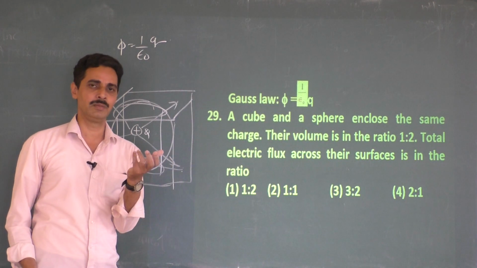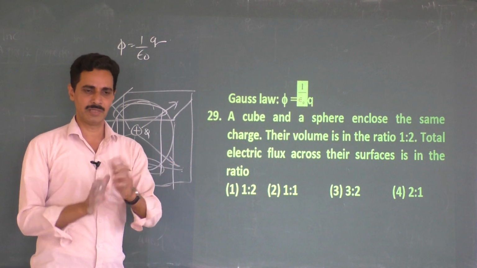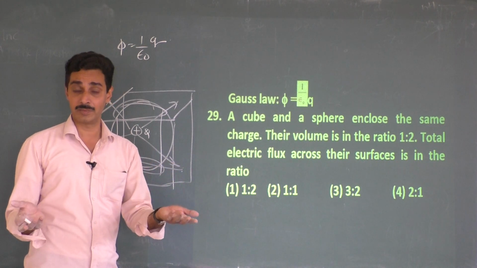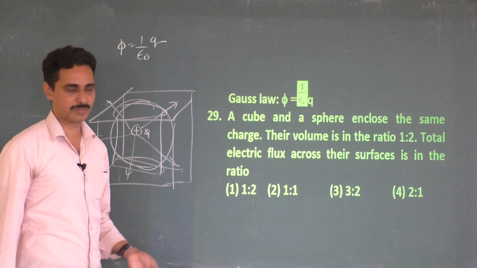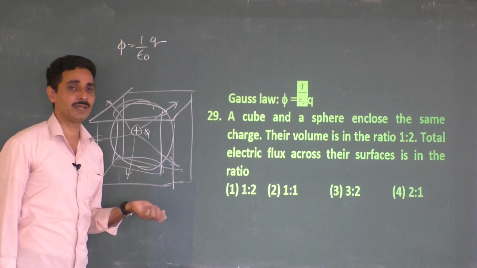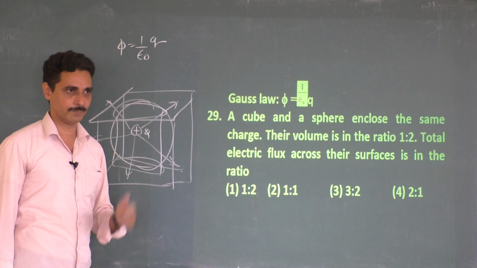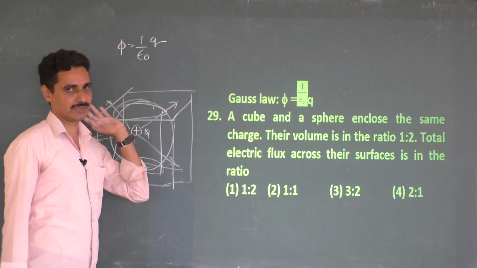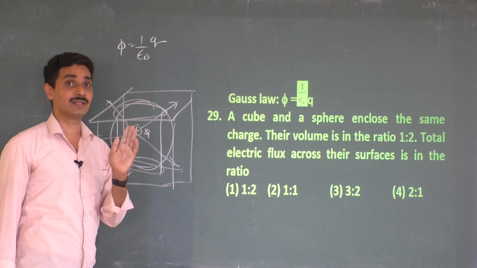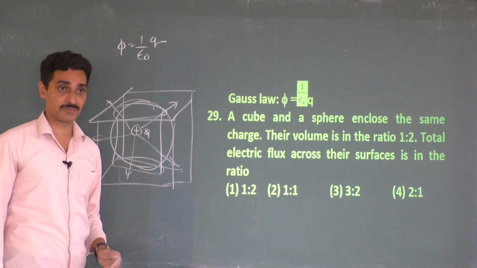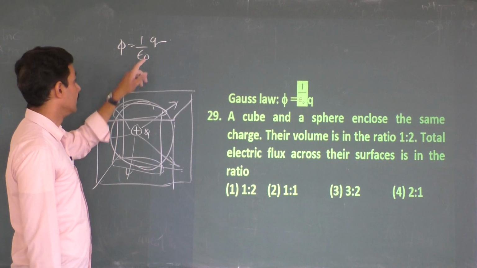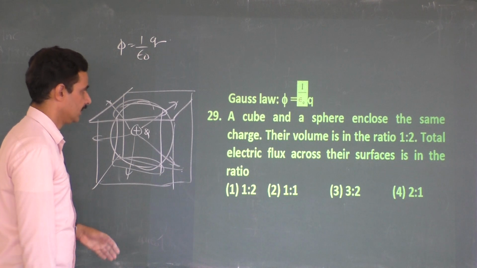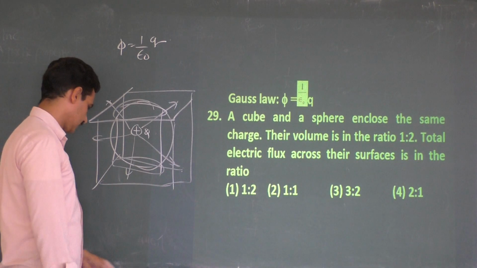If you enclose a bulb within a sphere, or the same bulb inside a cubical box, the energy coming out will be definitely the same. The rays of light coming out will be definitely same. So flux is independent of the shape and size. But it should be enclosed, that's all. You shouldn't place the charge at one corner of the closed surface. You should enclose it. So flux through any enclosed surface is 1 by epsilon naught times the total charge. That is the answer you need here.